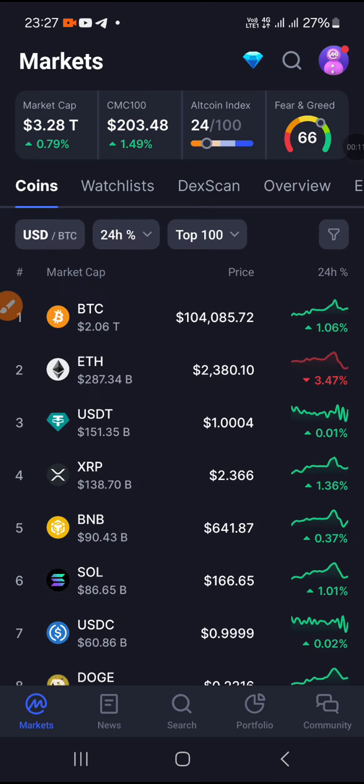Today we'll be looking at how you can turn your 50 USDT to 500 USDT in just a few days. Maximum 30 days.